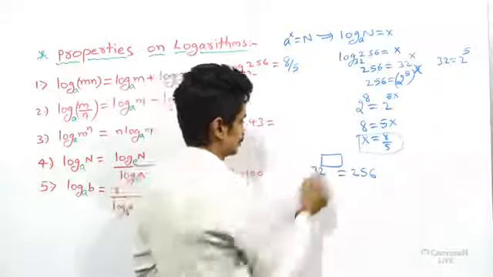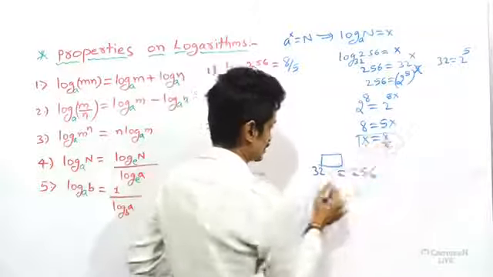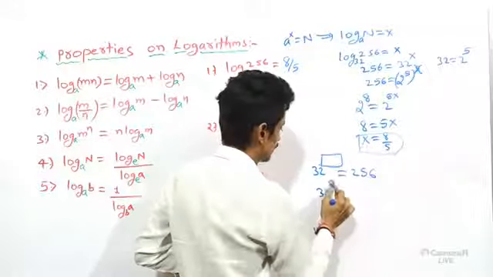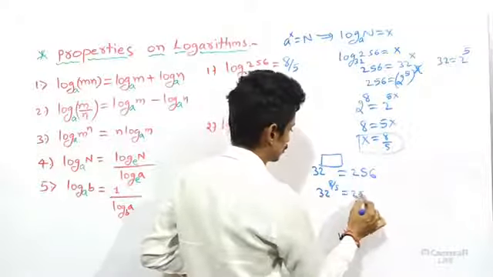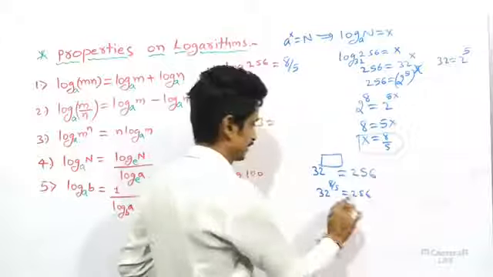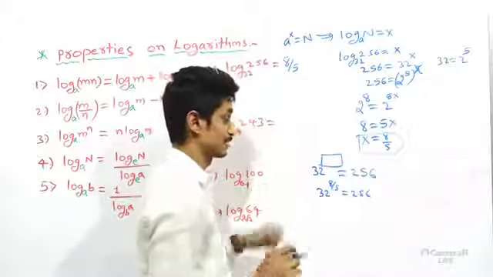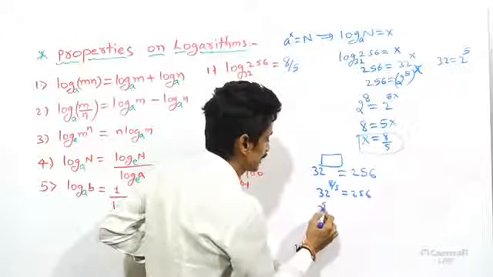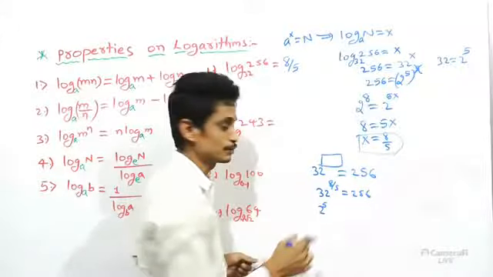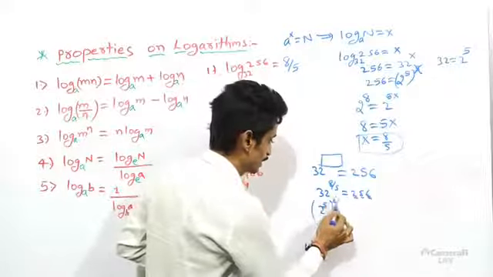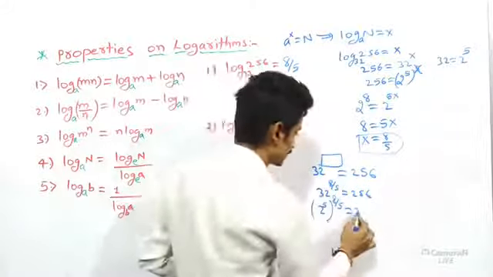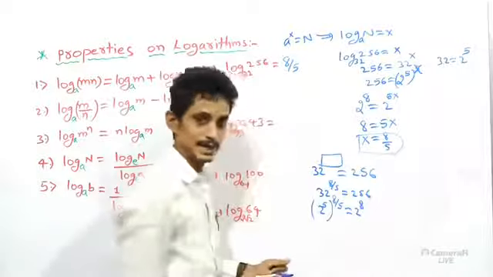Now, to confirm this answer, I already got 8 by 5. 32 power 8 by 5 equals 256. For 8 by 5 we got 256. How is it? This can be expressed as 2 power 5 as 32, whole power 8 upon 5. Also 256 we can easily express as 2 power 8.